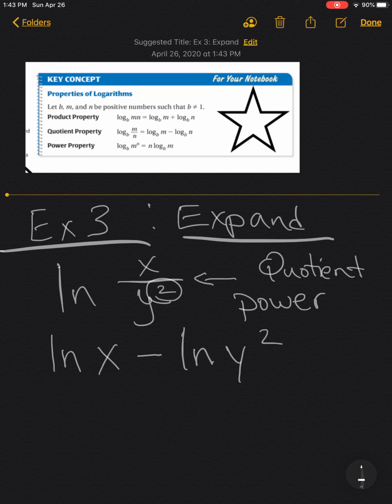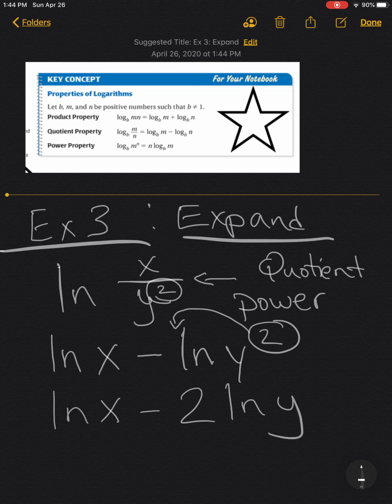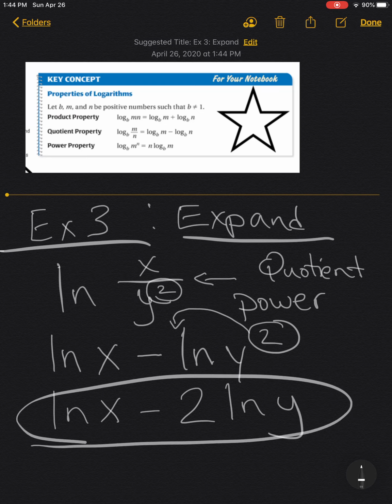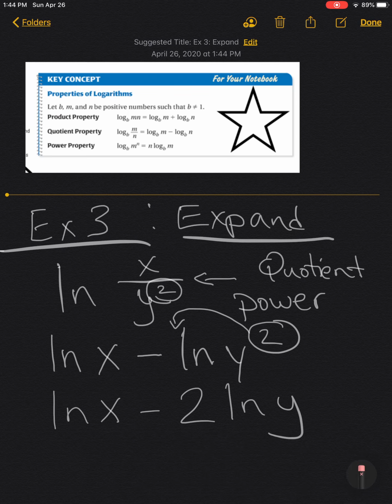Great. Step 1 complete. And now just like in the previous example, we have to do power, meaning this power is going to go to the front. So natural log of x minus 2 natural log of y. And we are done. We have expanded our expression. Perfect.